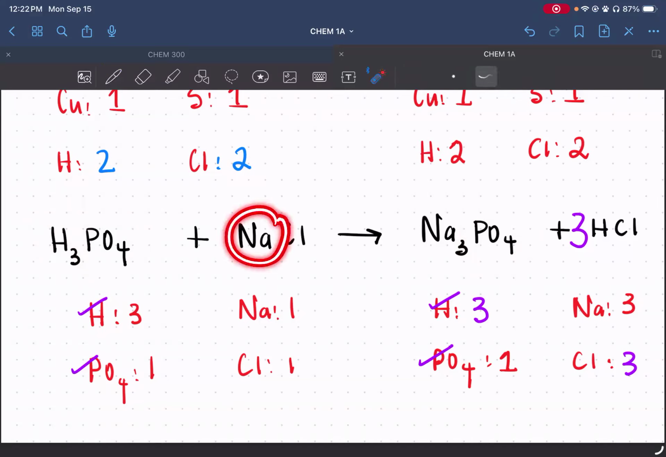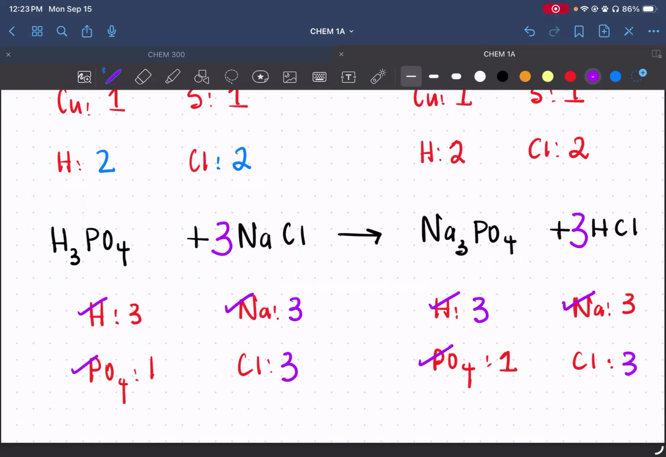Now on to sodium. There is currently 1 sodium on the left and 3 sodiums on the right. This is what tells us this needs to be balanced. To balance it, we're just going to put a 3 in front of the NaCl. In so doing, we have now changed the number of sodiums. What else have we changed? The number of chlorines. Now on the left, there are 3 chlorines. We're not at the chlorine yet. We've confirmed the sodium is balanced.